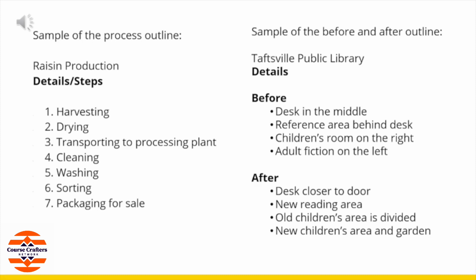And as you can see, after that we have a lot of changes that happen. It was in an after picture. So for example, this became closer to the door, and then we have a new reading area. The children's area is divided now, and a new children's area and garden are created. So when you take notes, just make sure to write down the most important key points. Again, you do not have to include every single little detail. You just have to include the most important details and identify whether you have a process essay or you have an essay before and after.